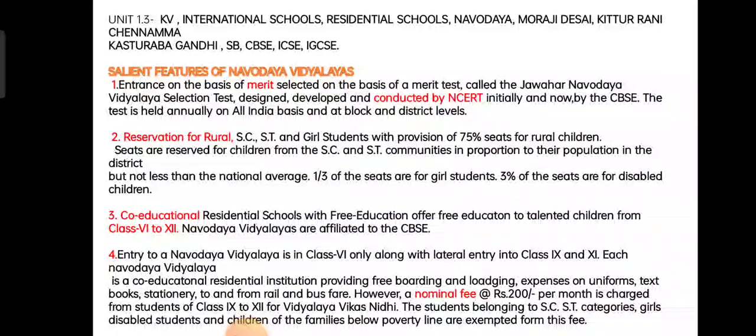Moving on to the next one, 1.3, that is different types of schools. What are the schools? Kendriya Vidyalaya schools, international schools, residential schools, Navodaya schools, and the level of syllabus: state board, CBSE, ICSE, IGCSE, all these.